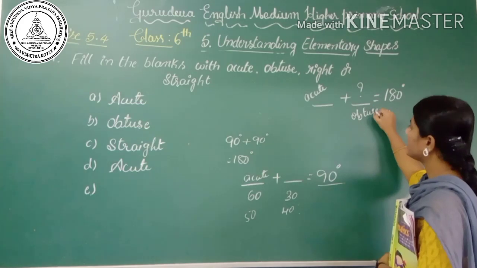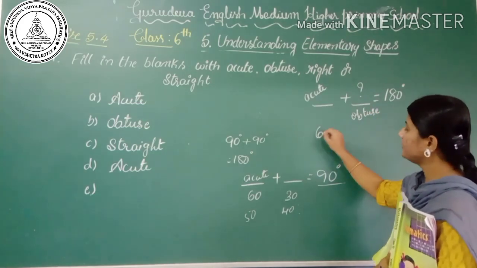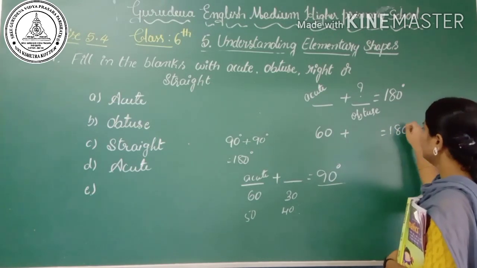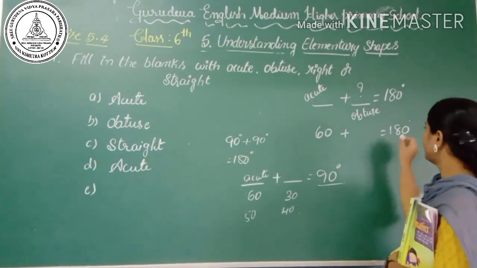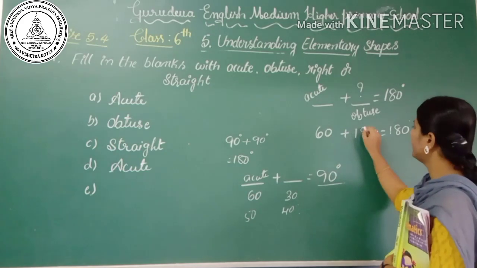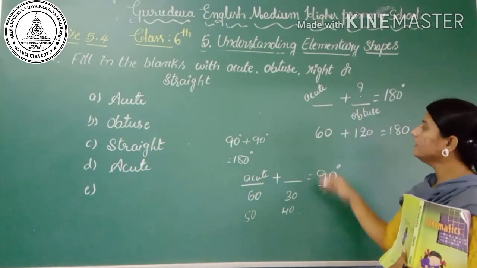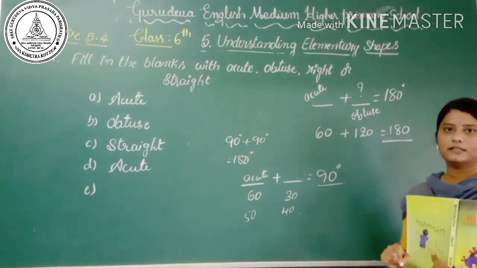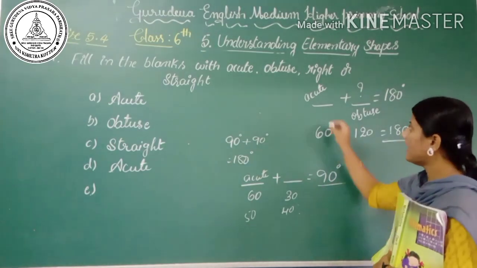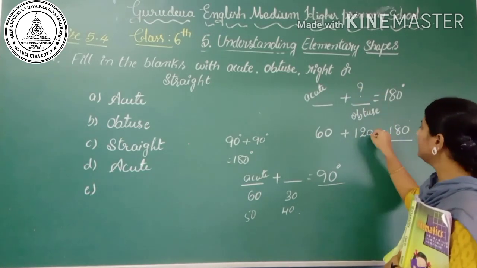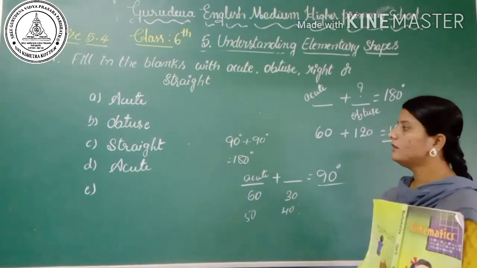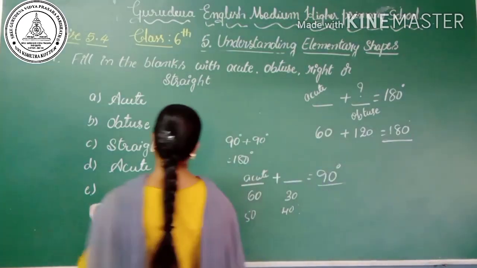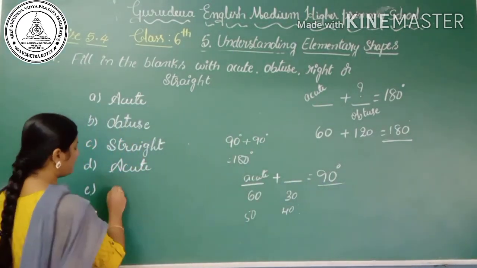Why? Because, take for example, if it is the acute angle 60 degrees plus something which is equal to 180 degrees, then 180 minus 60 is 120. If we add an acute angle and an obtuse angle, we will get the straight angle. So in the blank we have to write obtuse angle. One of the angles is acute, then the other angle is obtuse.